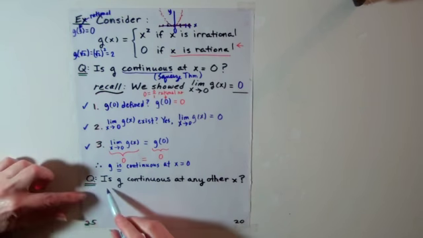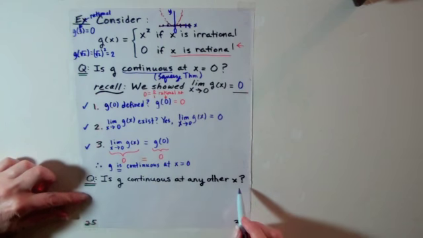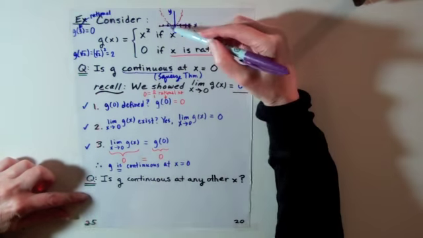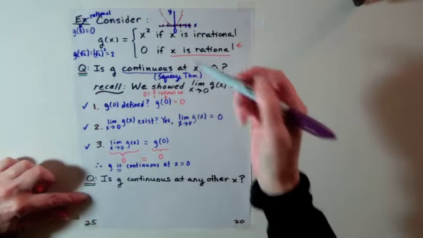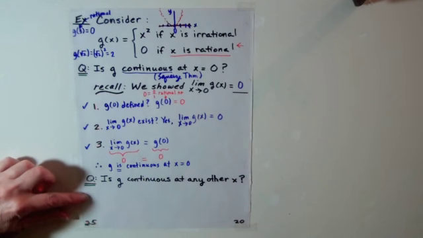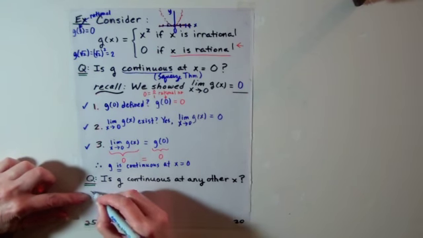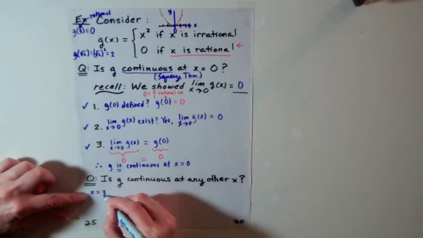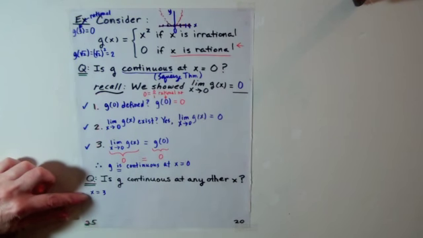Well, I do have a final question down here. Is g continuous at any other x value? And again, it's hard to tell using our intuitive ideas, because we already said that that sort of fails us at x equals 0. So you might think about other values of x. For example, suppose we pick another value of x that's rational, such as x equal 3.